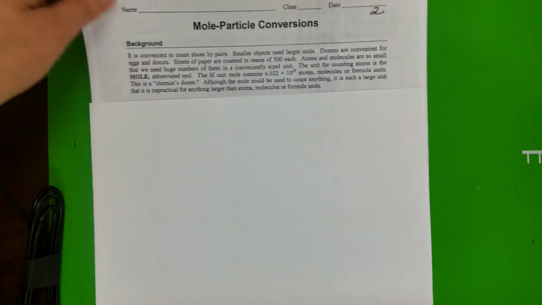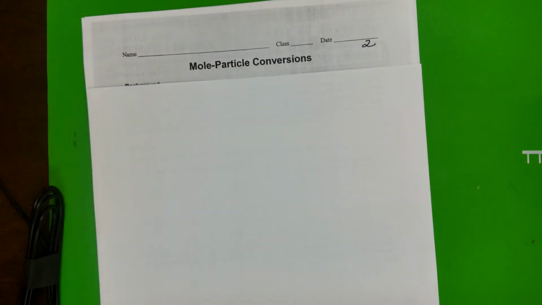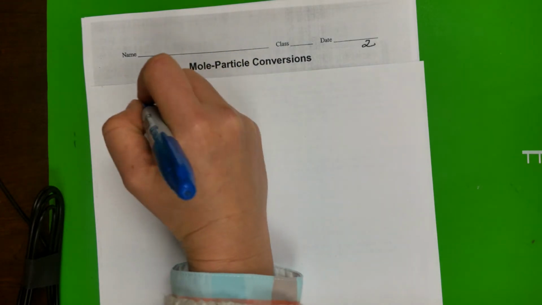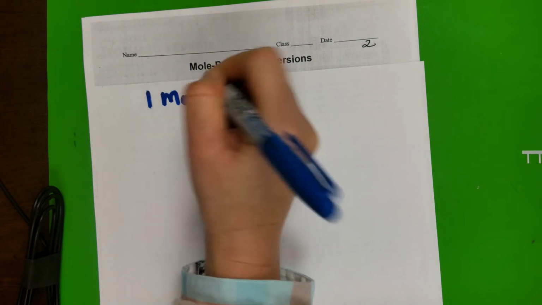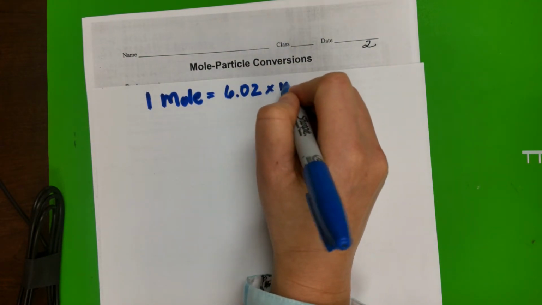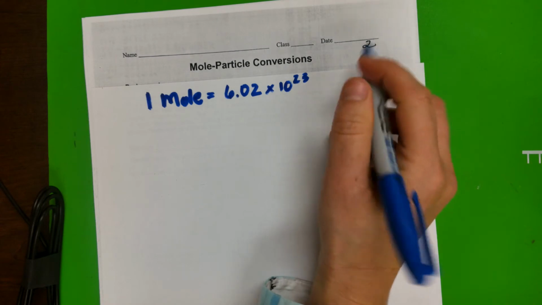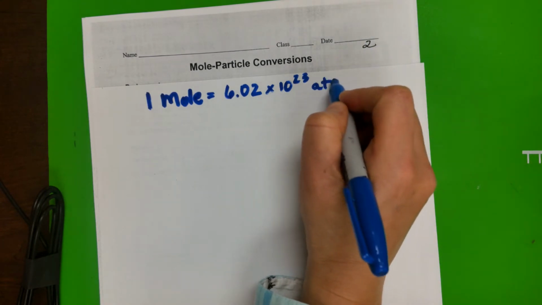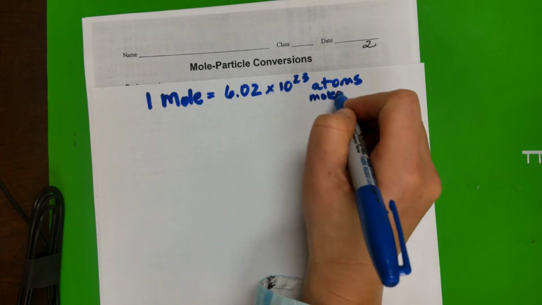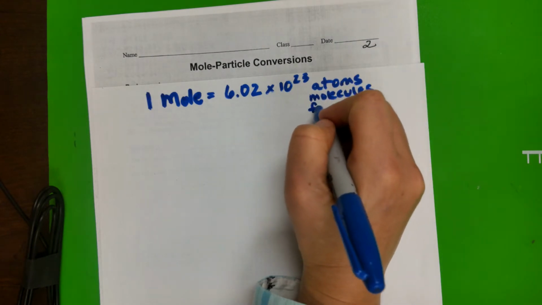Now, I hope you have at least a background of what a mole is. If not, go to day one on Monday to look at the lesson and the assignment that was given, which will give you videos of what it is. Anyways, overall, one mole will equal 6.02 times 10 to the 23rd atoms. It's also called molecules, and also called formula units.